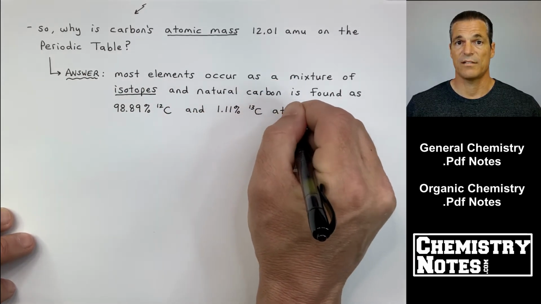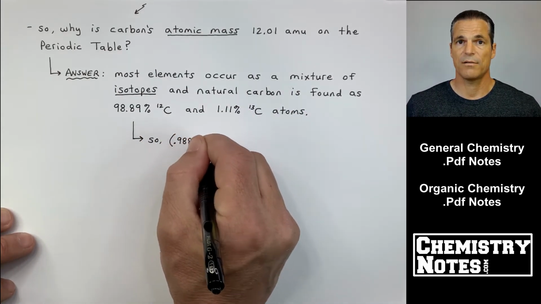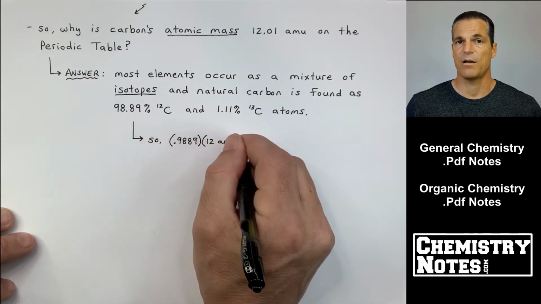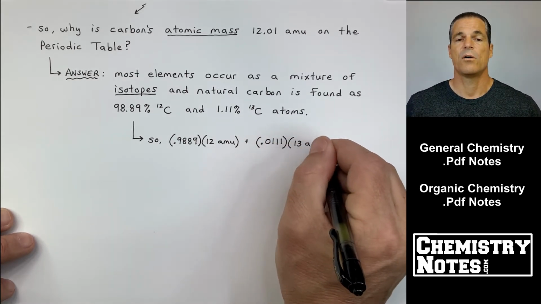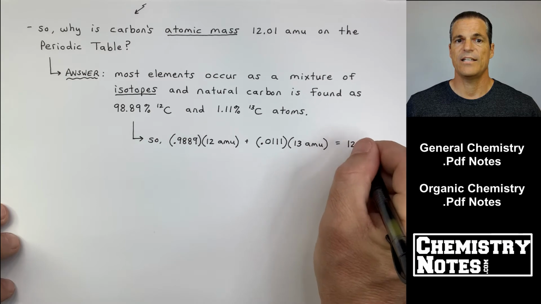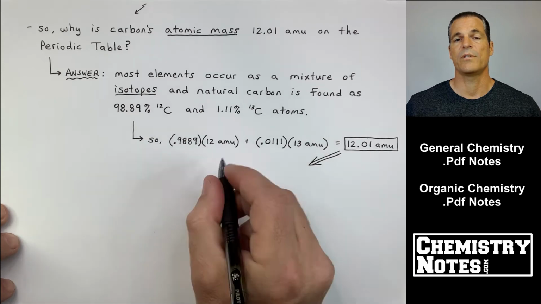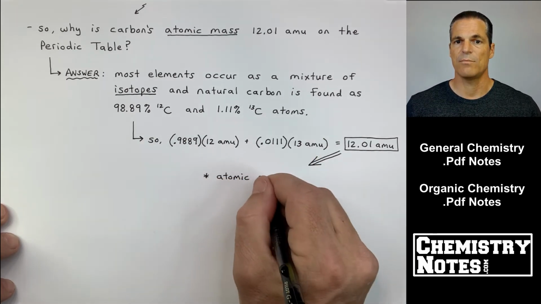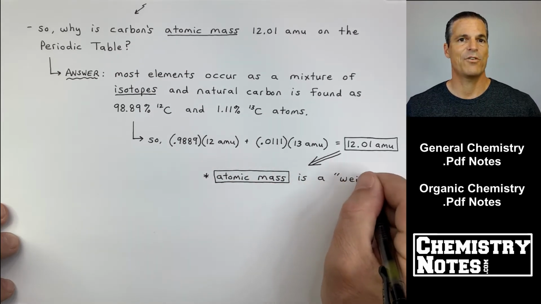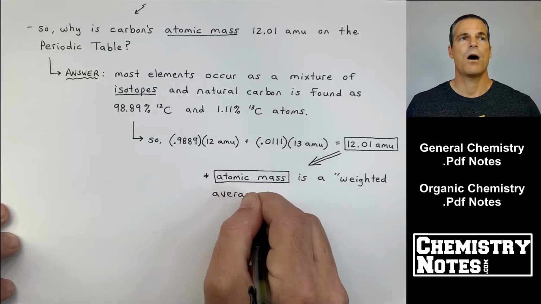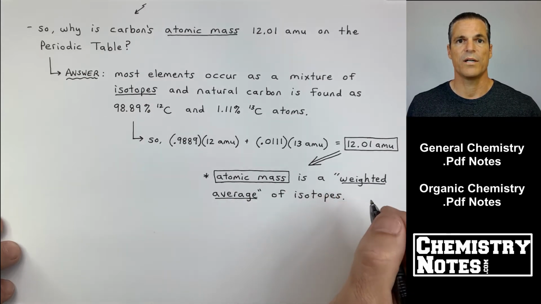98.89% of the carbon that's in our environment is carbon 12, but 1.11% of the carbon atoms that we would find in our environment are carbon 13. Okay, that's one extra neutron. So if we do a weighted average here, 98.89% times the 12 AMU plus 1.11%, written as a decimal of course, times 13 AMU, it comes out to be 12.01 AMU. This is an average atomic mass for carbon. So on average, any particular carbon atom is going to weigh 12.01 AMU.